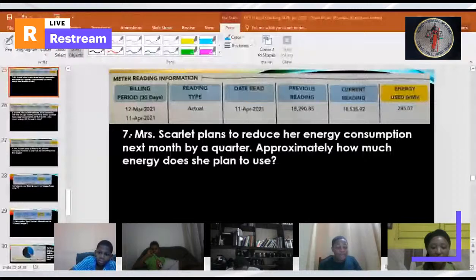What unit would go beside that? Miss, what did you say? What's the unit that would go beside that? Kilowatts, miss. Okay, kilowatts. All right.